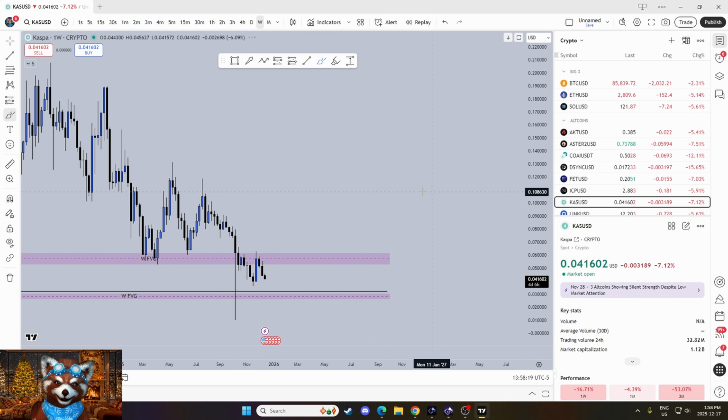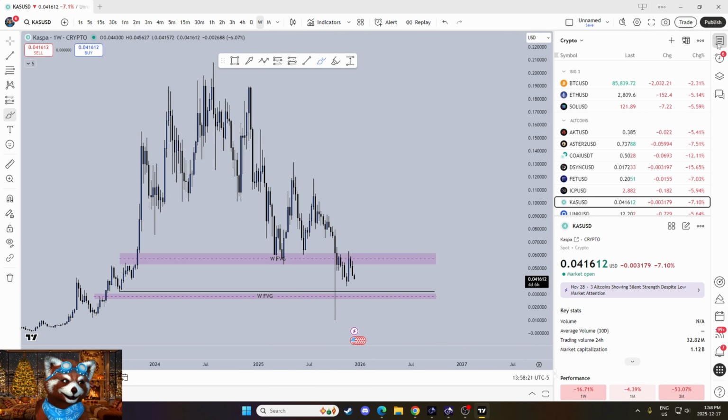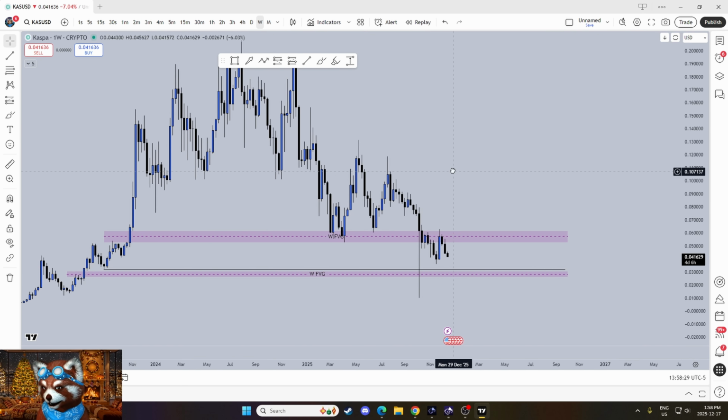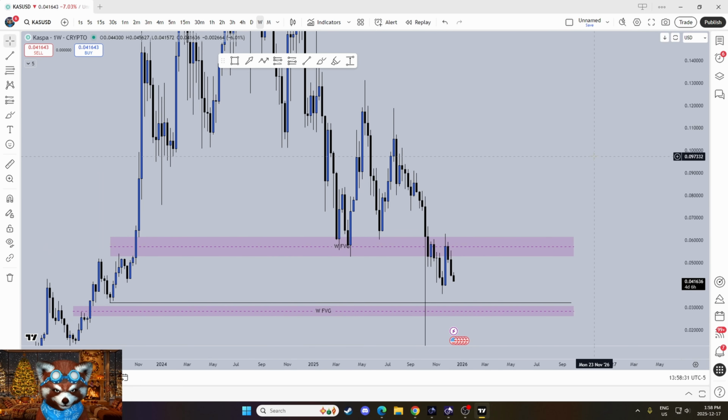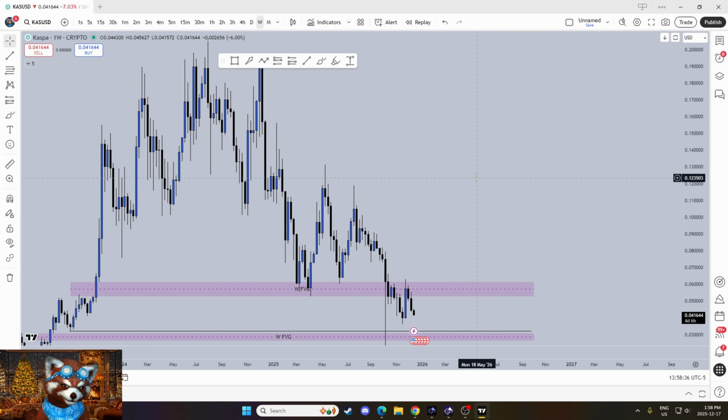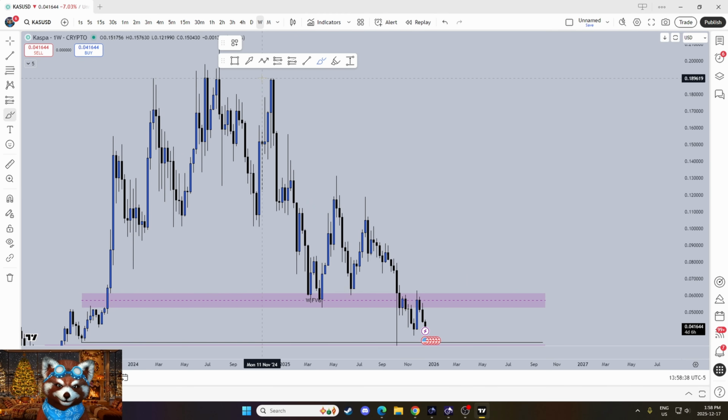So now we have Kaspa. And what is happening on Kaspa? Well, let's do a top to bottom, left to right analysis because we're doing a deep dive. So what do we have? Well, we've established that we are in a bearish trend, right? Very easy to see. I'm going to draw that out. So we have our highs and then we have our lows. And this is on the weekly time frame.